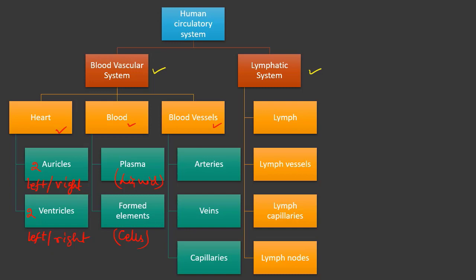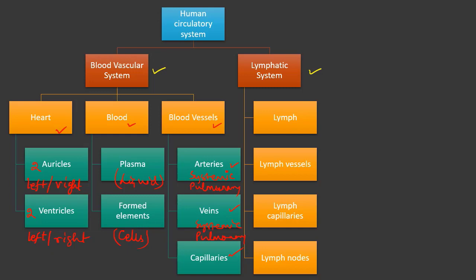Now the third component of the blood vascular system is the blood vessels, which are arteries, veins and capillaries. Now you have learned that arteries are of two types. One is called the systemic arteries, and the other is called the pulmonary arteries. Similarly, we have the systemic veins and the pulmonary veins, right? So these are the types associated with the blood vascular system, and what you have to understand is that the heart, blood and blood vessels together form the transportation system.